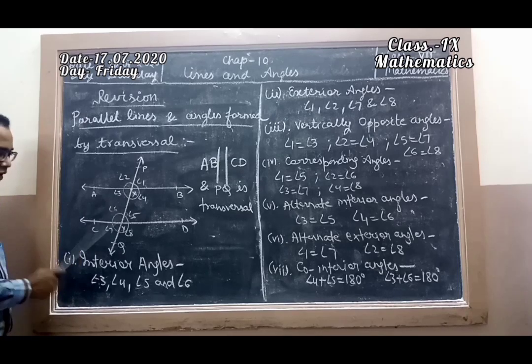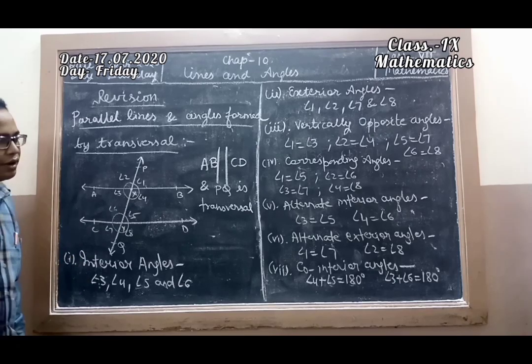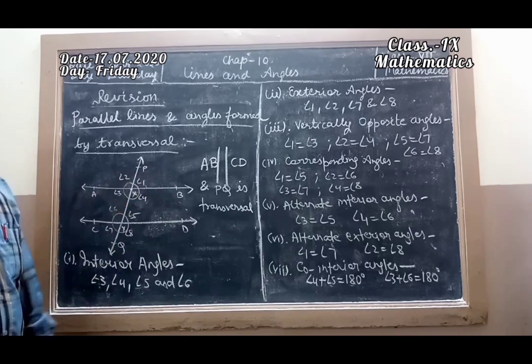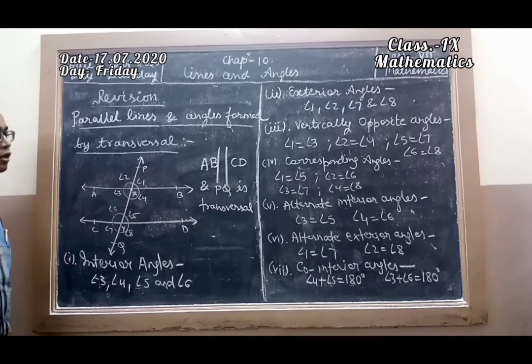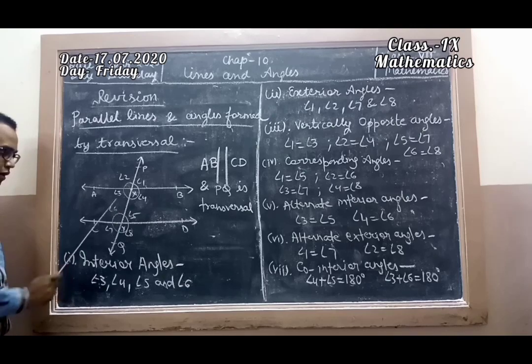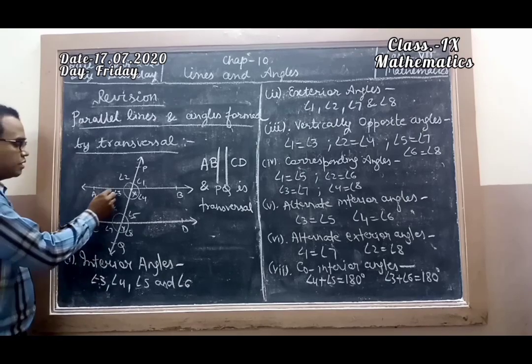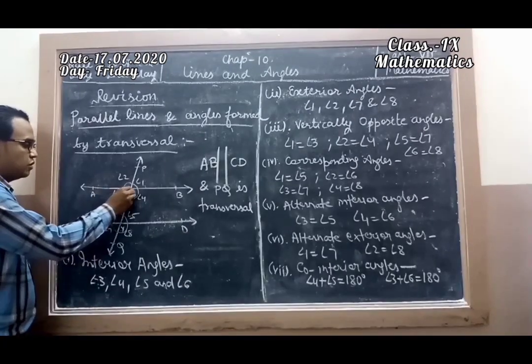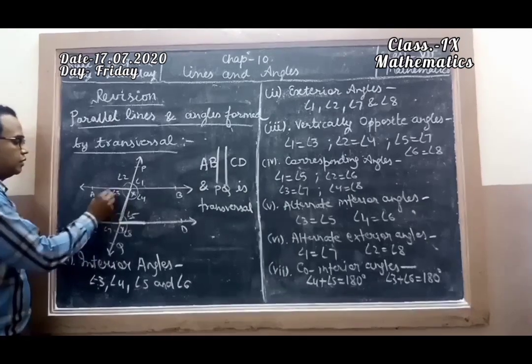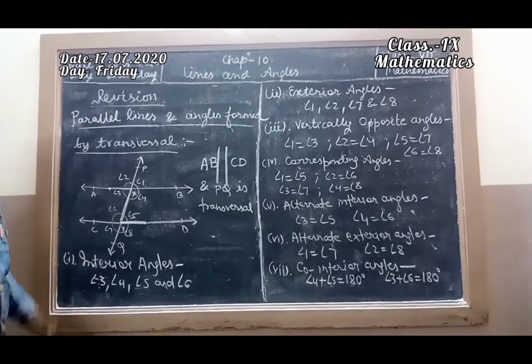So angle 1 and angle 5, angle 2 and angle 6, angle 3 and angle 7, angle 4 and angle 8. So these are corresponding angles. Alternate interior angles: angle 3 equals angle 5. Here we observe that a Z is formed.